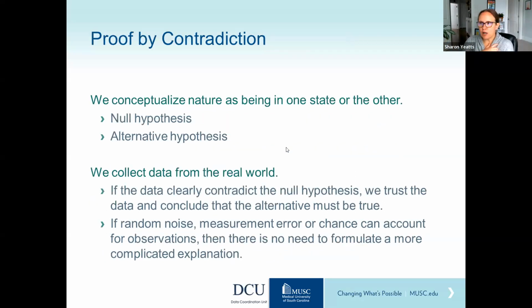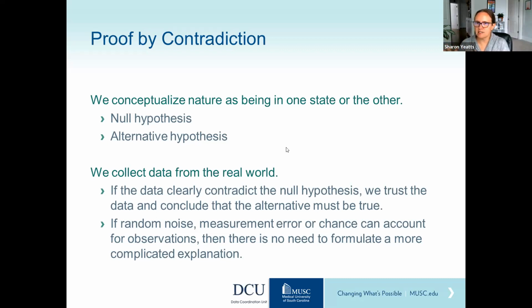So the statistical hypothesis test in the frequentist framework is basically proof by contradiction, okay? We conceptualize nature as belonging to either of these states, the null hypothesis or the alternative hypothesis. They have to be mutually exclusive. The truth can't be a little bit of both, and they have to be comprehensive. There can't be any other explanation, right?